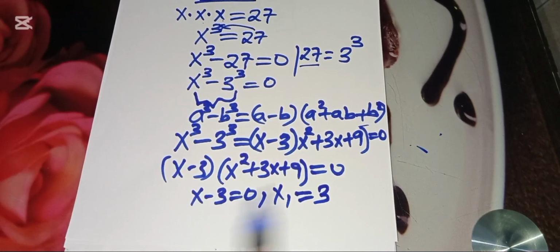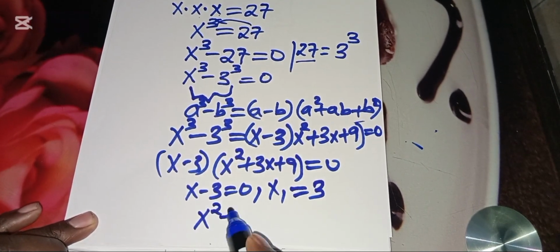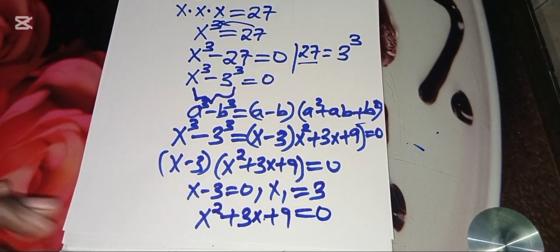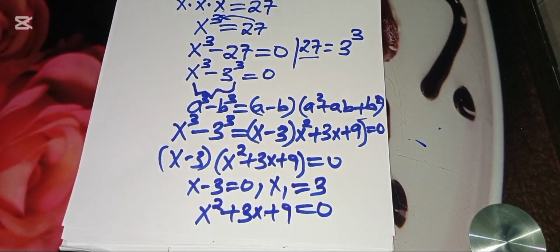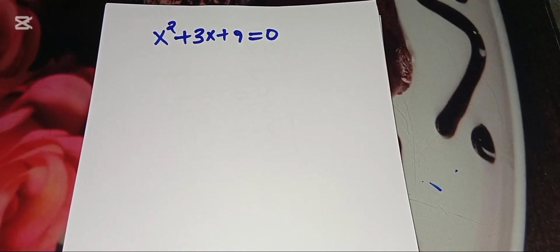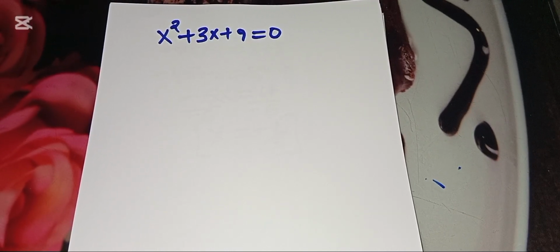So let's solve the second part. The second part is x squared plus 3x plus 9, which is equal to 0. That happens to be a quadratic equation, so let's solve this quadratic equation. How do we go about it?